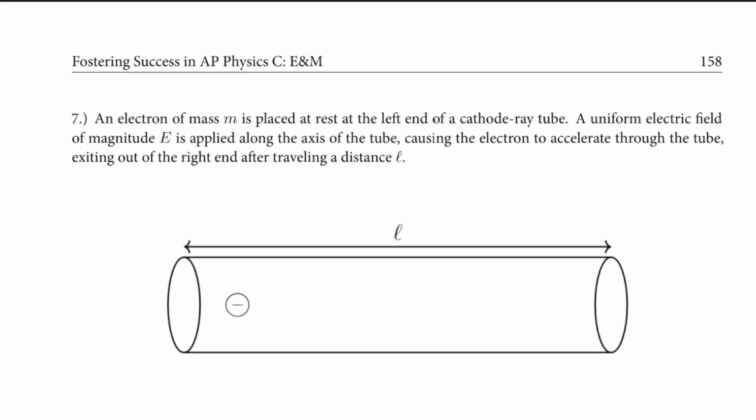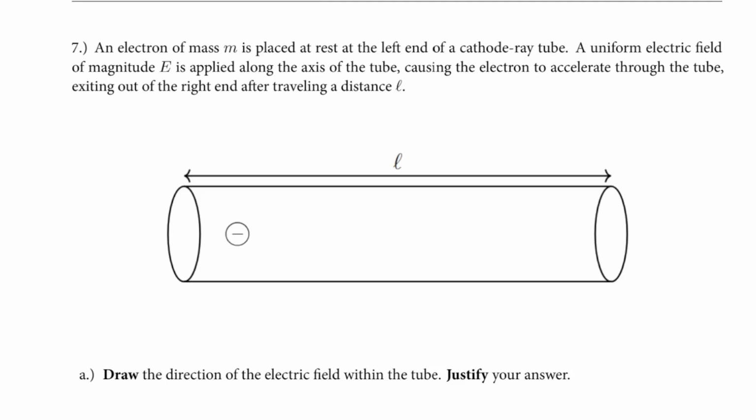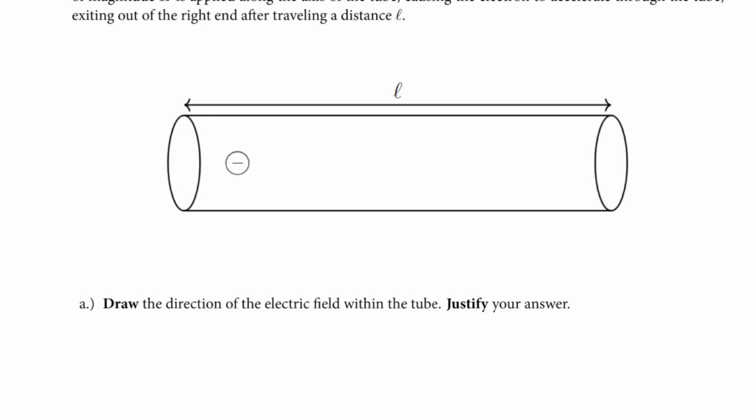Now let's do some energy conservation with this fact. An electron is placed at the left end of a cathode ray tube. A uniform electric field is applied, and it exits the right end of the field after traveling a distance L. So first of all, let's draw the direction of the field within the tube. Well, we know that my electron is going to get shot out the right end of the tube with some final speed that I'm sure we're going to calculate.